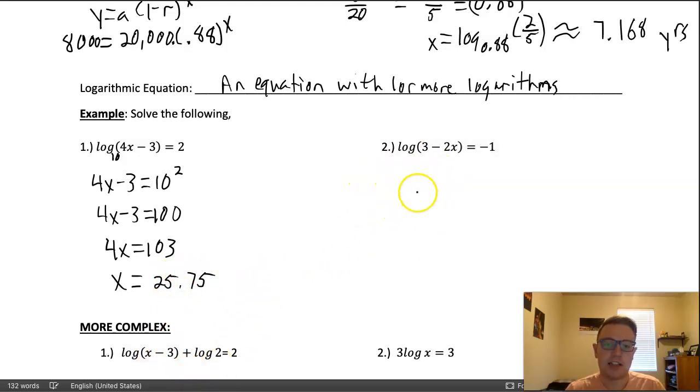Now you all try this next one. What is log of 3x minus 2 is equal to negative 1? What's the value for x?